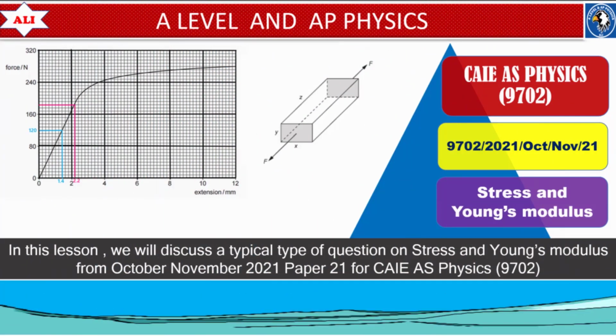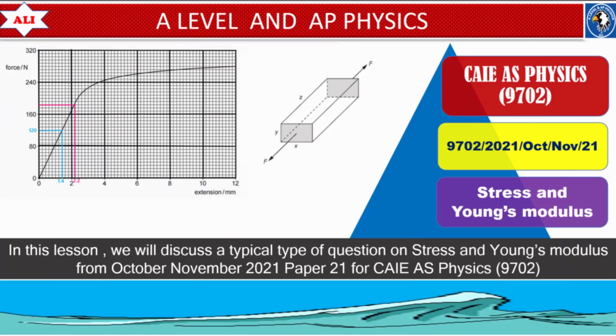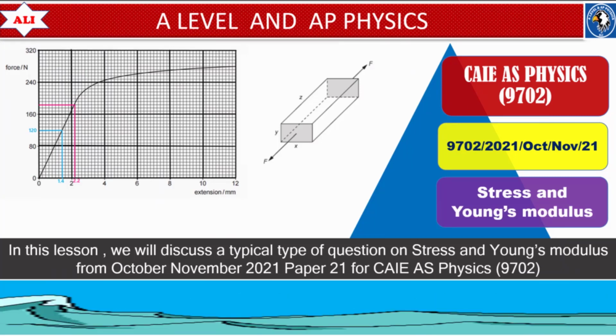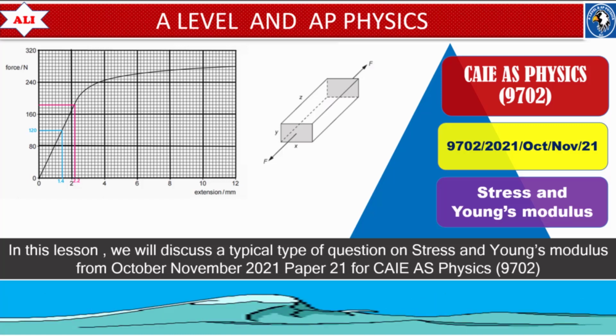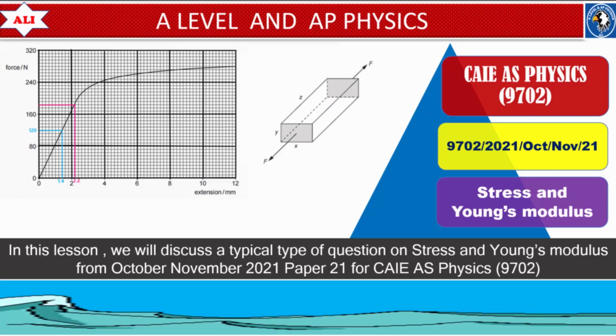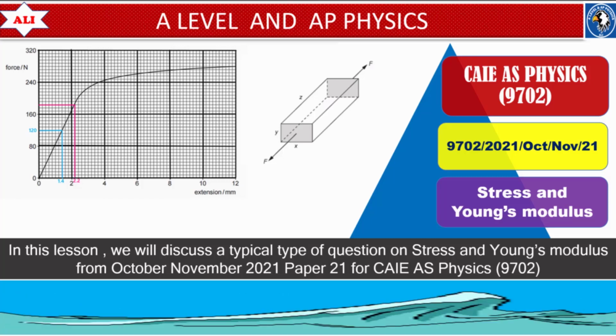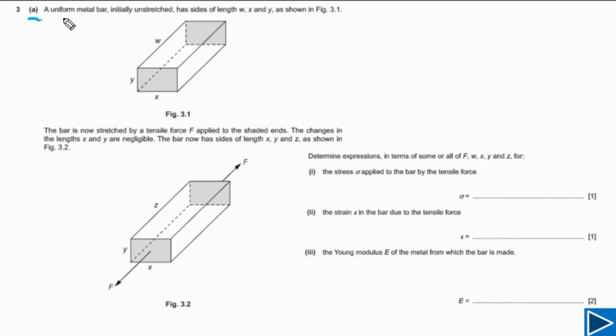In today's lesson, we will discuss an important question on stress and Young's modulus from October-November 2021, paper 2, variant 1. In this question, we will discuss what is stress, what is Young's modulus, and what is strain energy. It is given that a uniform metal bar, initially unstretched, has sides of length W, X, and Y as shown in figure 3.1. As you can see here, X is this side, Y is this side, and this side is W.